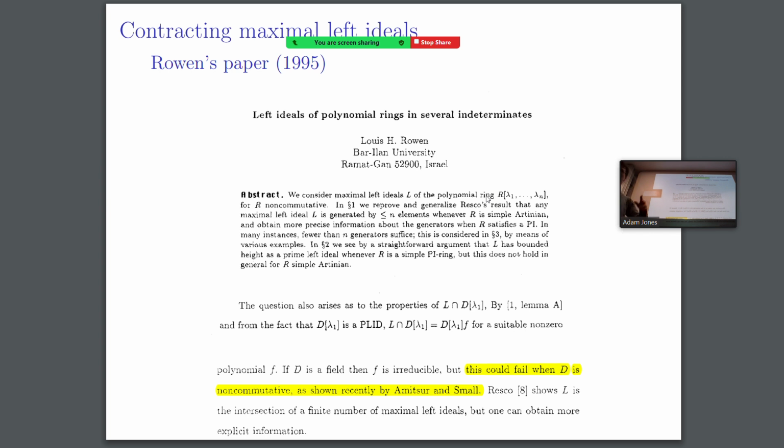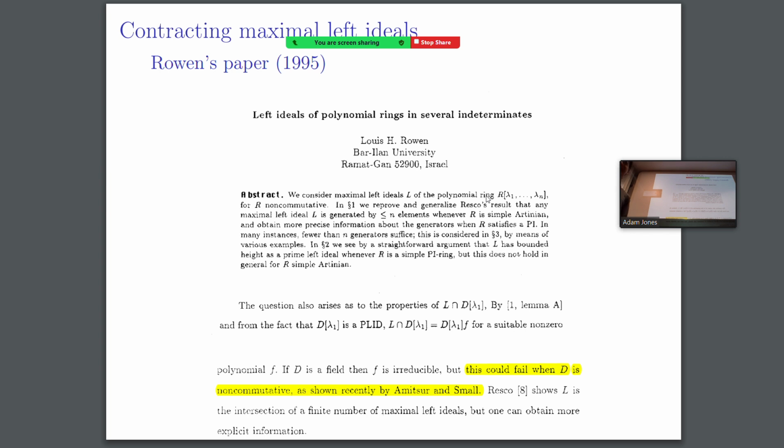He writes that this question could fail when D is non-commutative, as shown recently by Amitsu and Small. So basically, if you read the preceding paragraph, which I will not, he's writing that the answer to this question is negative, and that Amitsu and Small, the same people who asked the question originally, have recently shown it. Okay, so I started to search the papers from around that time.